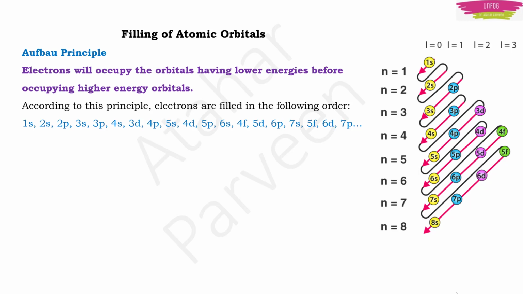Here is a diagram which helps us to write the electronic configuration. According to this principle, electrons are filled in the following order. First you have 1s, then 2s, then 2p, then 3s, then 3p, then 4s, 3d, 4p, 5s, 4d and so on. So this is how you write an electronic configuration.